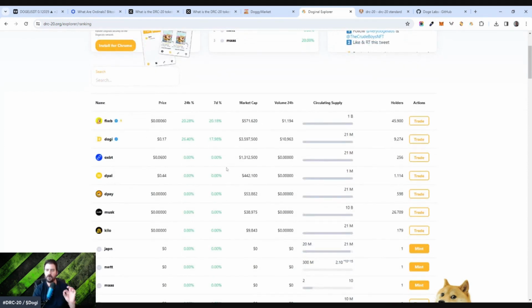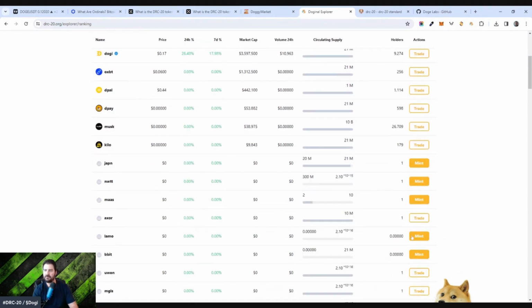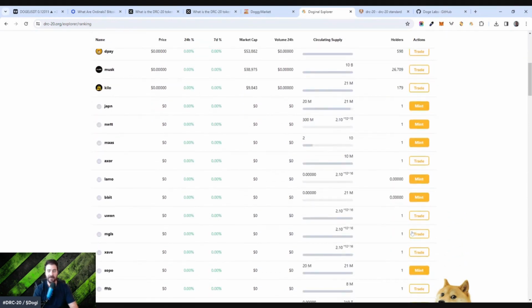So real quick, before I start talking about trading, I want to start talking about minting really quick. A lot of these coins have just recently been created and have not even been minted out yet at all, right? You can see the total supply. You can see the name, the ticker, the price. Many of these are zero because they were just created. You can see the 24 hour and 7-day percentage change, and you can see the volume, the circulating supply, the number of holders, which is very important, and then the actions, whether they're tradable or if they're mintable.